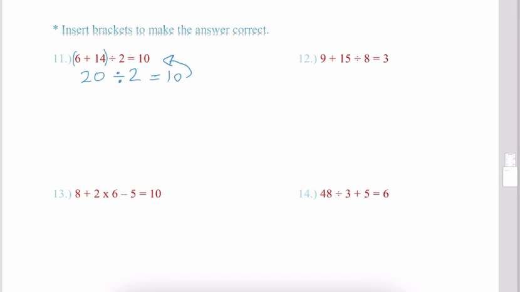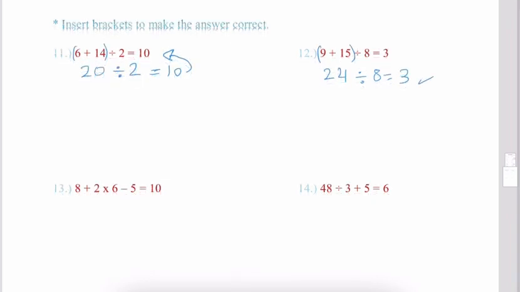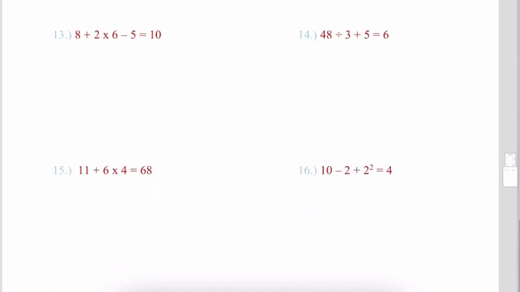Again, if you insert the brackets over the division operation, the order will not change. So let's make the difference by inserting the brackets over 9 plus 15. And let's try to add this first. 9 plus 15 is 24. 24 divide 8. Yes, it is 3. So now I know that this is the right position for the brackets.